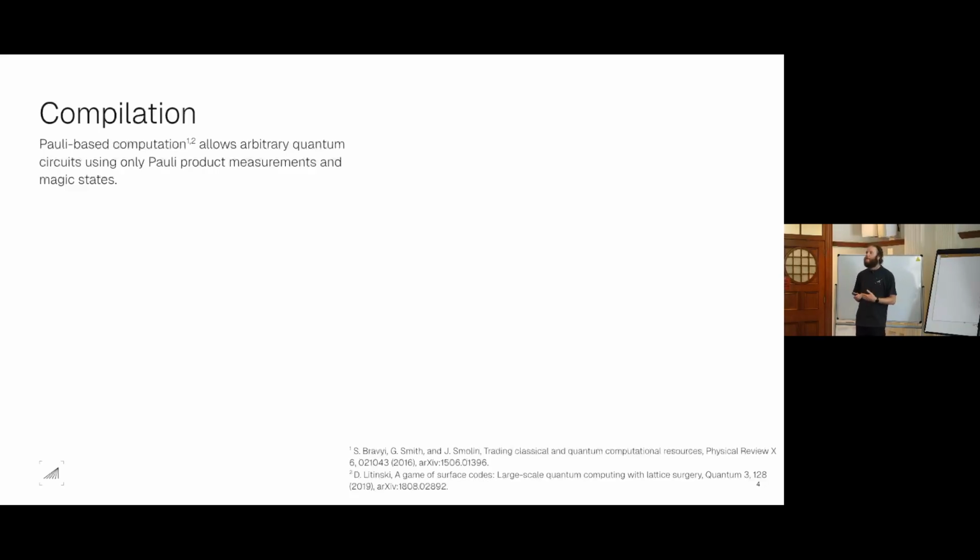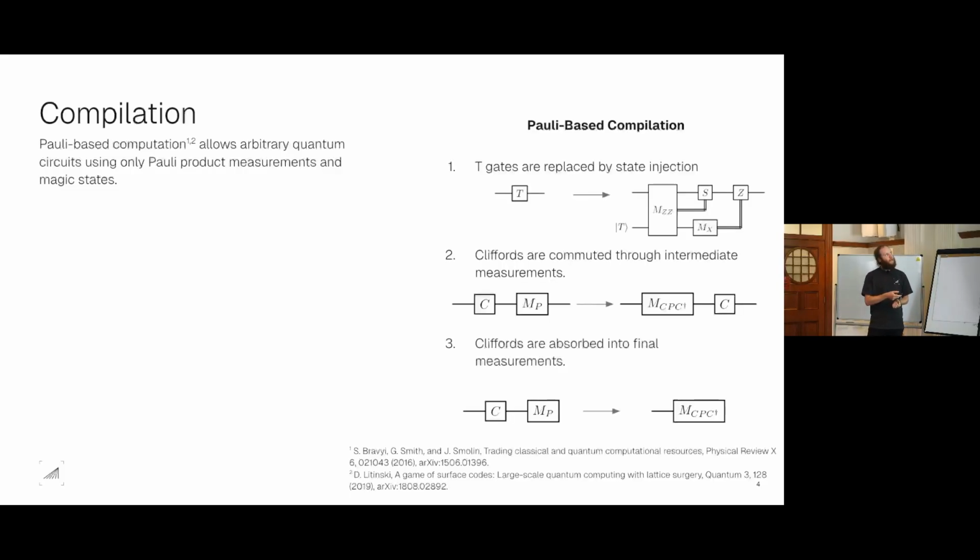And essentially, that's a way that we're able to do arbitrary quantum circuits using only Pauli product measurements supported by ancillary T-states or magic states that we can inject in. So by Pauli product measurements, what I mean is Pauli measurements, but Pauli measurements that can be across any set of logical qubits. So in general, multi-qubit logical Pauli measurements. So how does this compilation work? How do we go from a more standard Clifford plus T circuit, that is just a circuit written in terms of Clifford gates and T gates, to this Pauli-based computation framework?